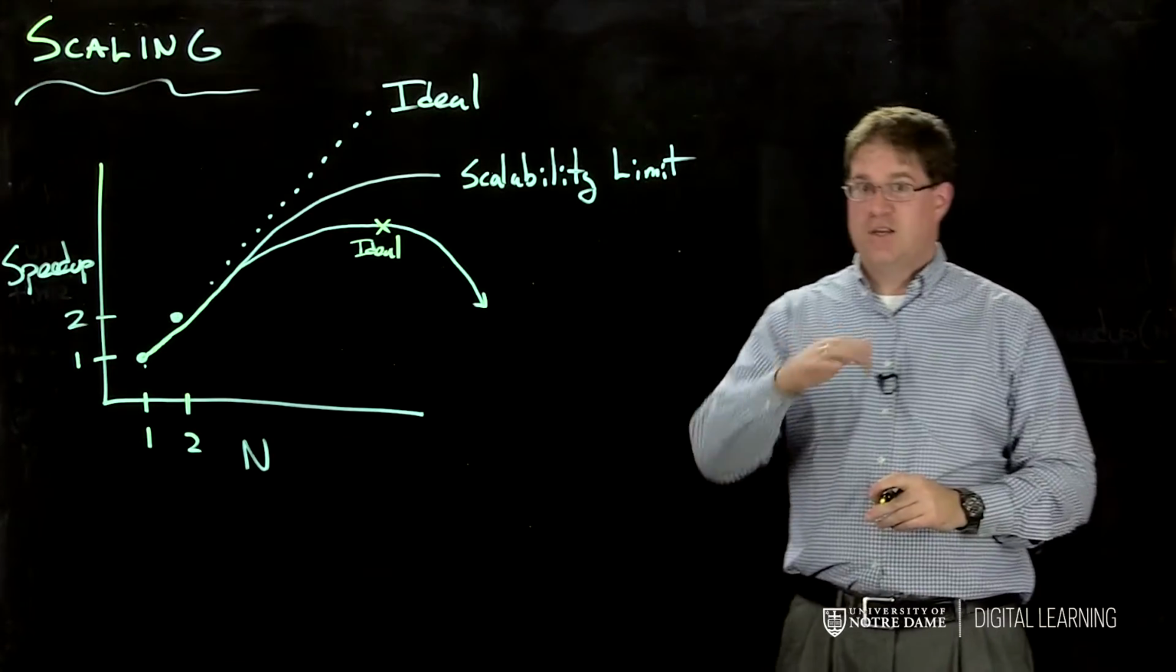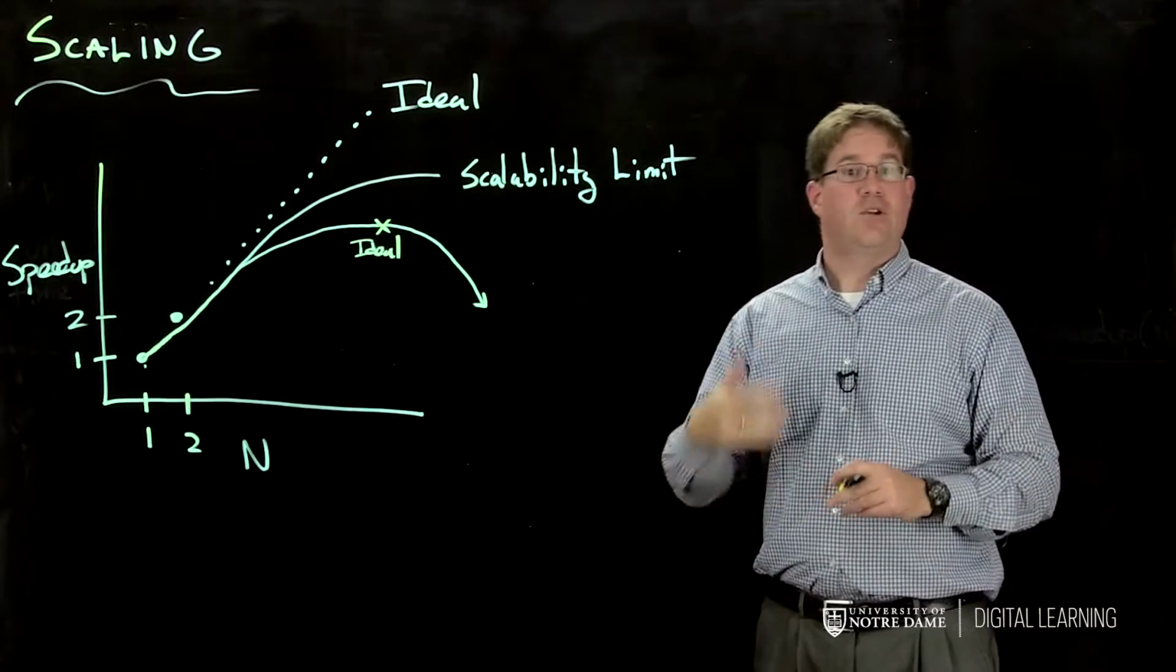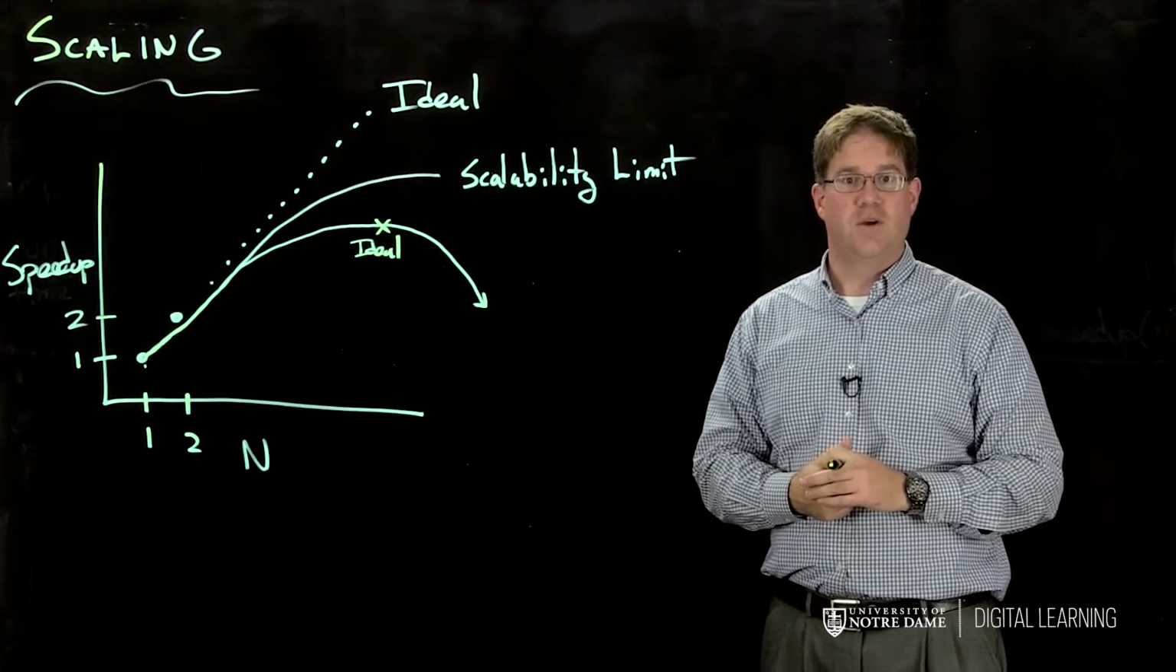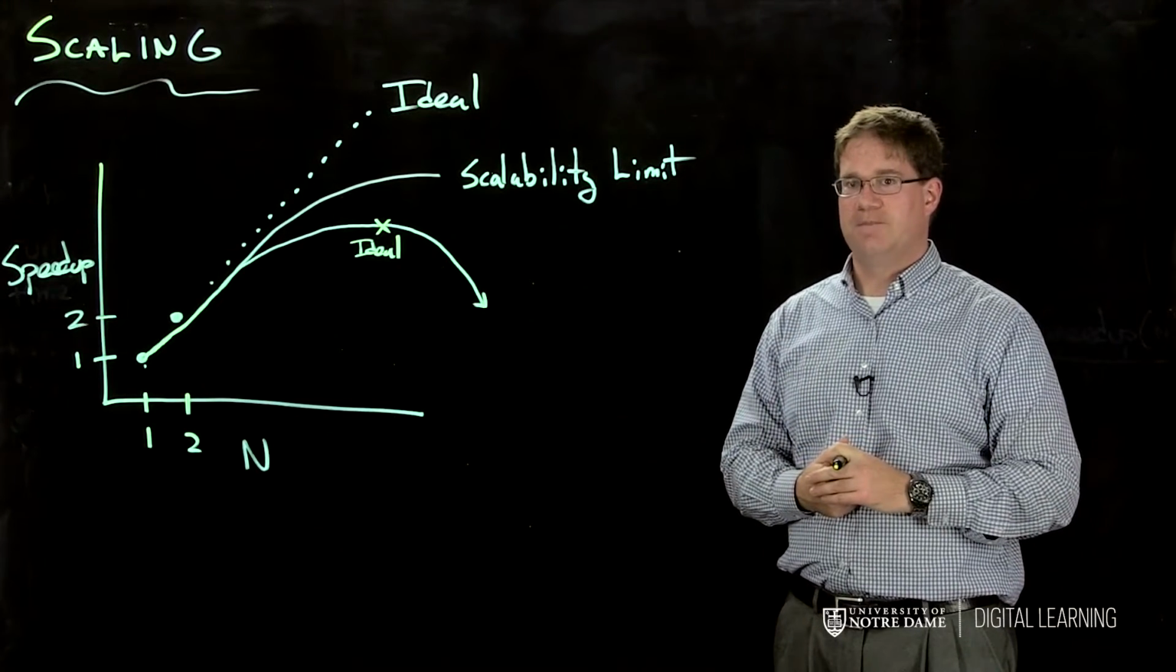So the lesson is, you can't just keep adding CPUs. You have to look at the performance of what you get, and then make a decision about what's going to give you good speed up at a reasonable efficiency.